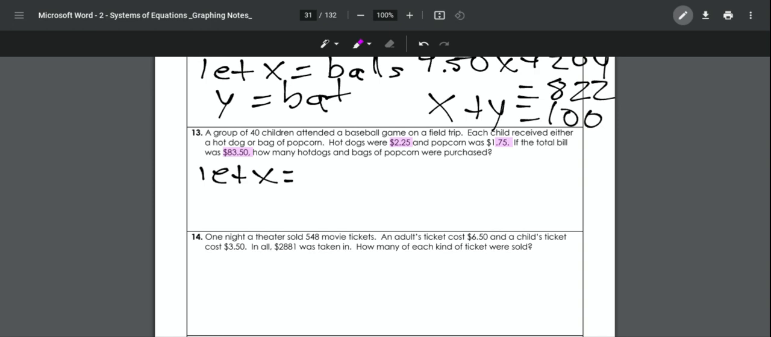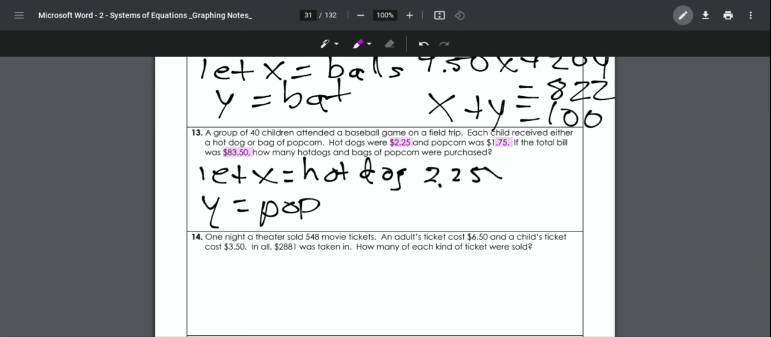So I'm going to let X equal, let's see what comes first. Hot dog. And let Y equal, I'm just going to put popcorn. Okay, so those are my two items. Again, I have $3 amounts. They all need to be in the same equation.